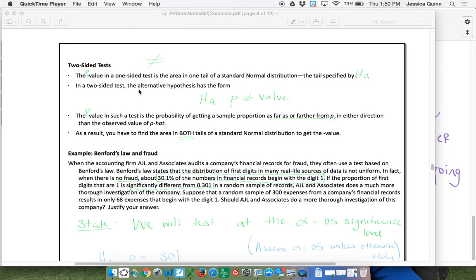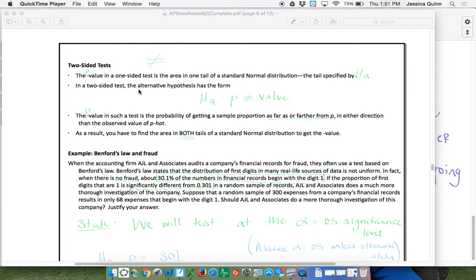Okay, so this is the procedure that you go through when you want to do a two-sided test for a significance test. So this is when the alternative hypothesis is going to be not equal to the null hypothesis. So the p-value in a one-sided test is the area in one tail of a standard normal distribution. The tail is specified by the claim.